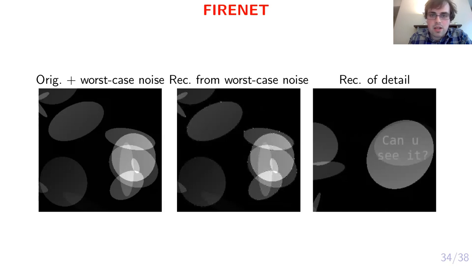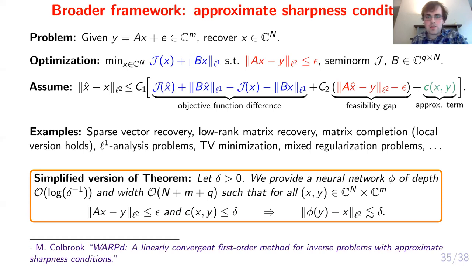Okay, right. So let me describe a bit how we actually build these neural networks. So I'm going to consider a slightly broader framework of approximate sharpness. So remember, I'm trying to solve this inverse problem here. So I'm given measurements y equal to A of x plus some perturbation or noise. A is a matrix, an undersampled matrix. And a common optimization problem that you might try and solve to reconstruct x is to minimize some regularization term subject to this measurement condition.